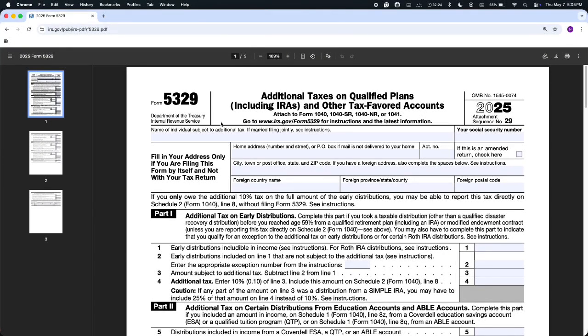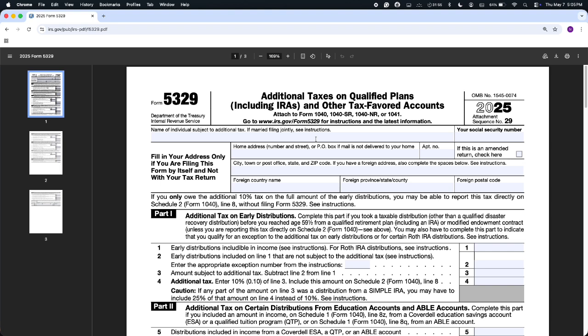Everyone, today I'm going to show you how to fill out IRS Form 5329, which is used for additional taxes on qualified plans, including IRAs and other tax favored accounts. This form is usually attached to Form 1040, 1040SR, 1040NR, and 1041. It is used when someone has certain early distributions, excess contributions, or missed required minimum distributions.